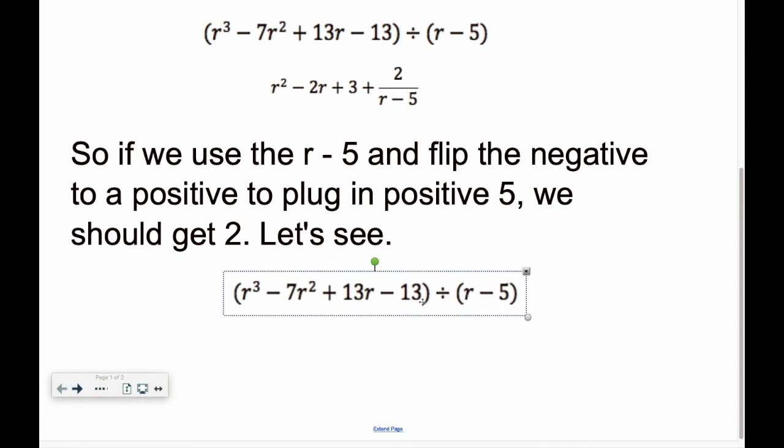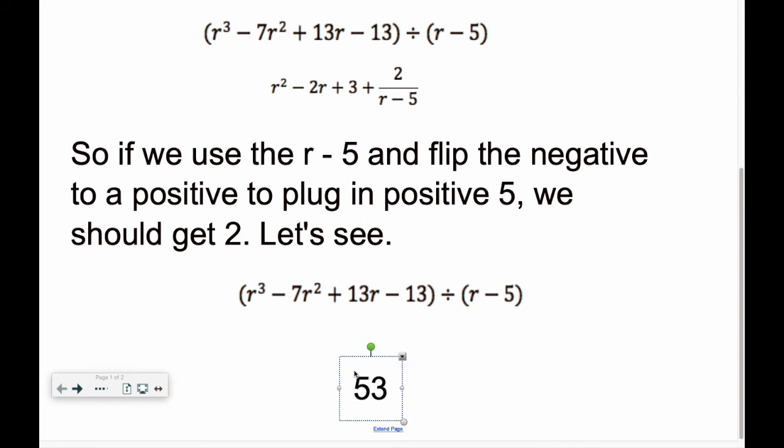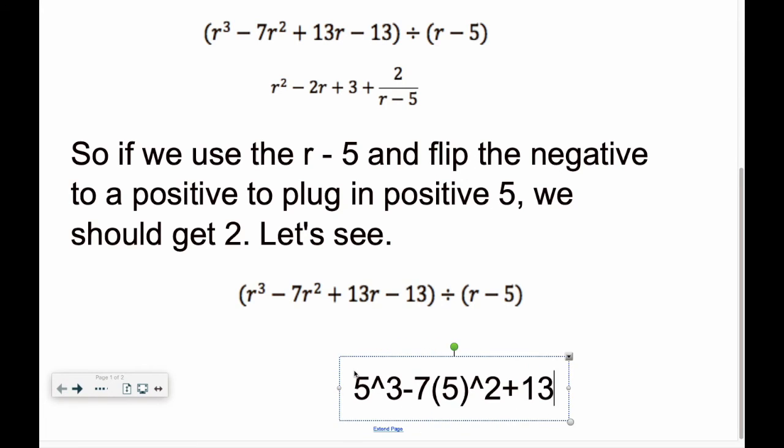I'm going to take this. So that means I'll have 5 to the power of 3 minus 7 times 5 squared plus 13 times 5 minus 13.